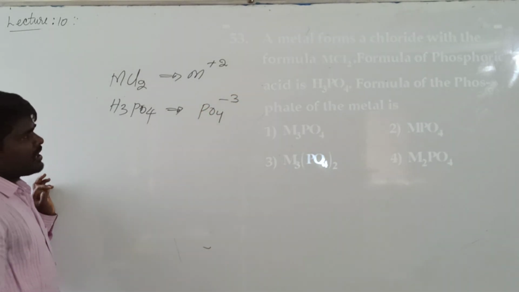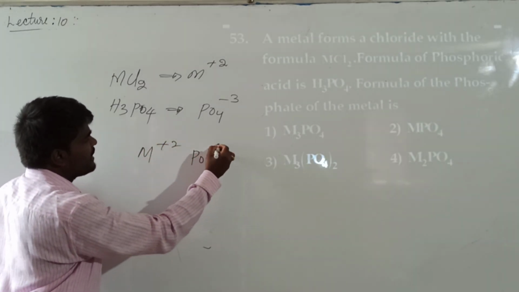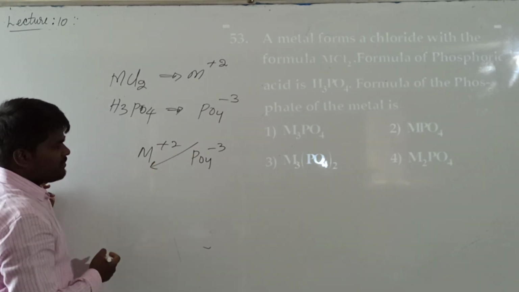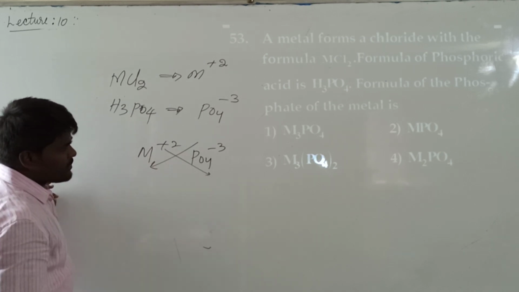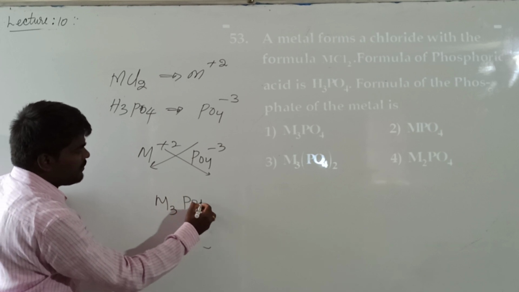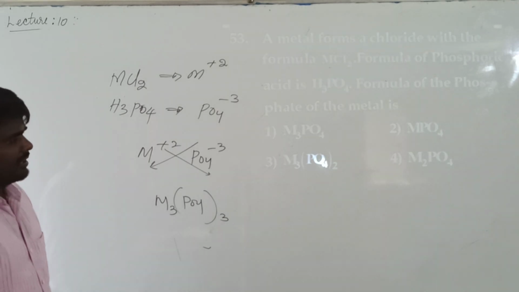What will be the formula of the compound that is formed by these two? M+2 and PO4 minus 3. How to write the formula of the ionic compound? The power of the phosphate will become the subscript of the metal, and the power of the metal will become the subscript of the phosphate. So the formula will become M3(PO4)2. This is how you have to determine the formula.